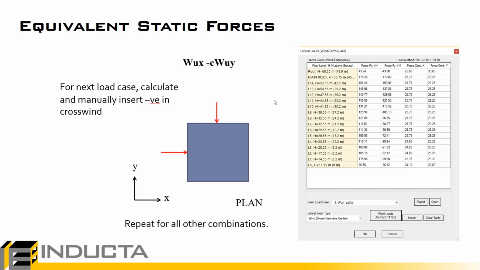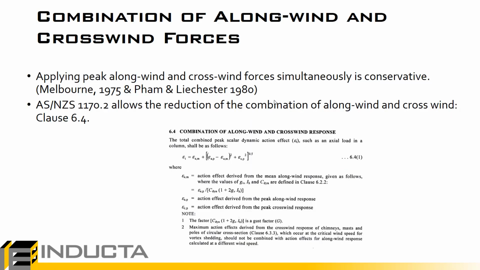Well, that's all dependent on how we combine our along wind and crosswind forces, whether we choose to be conservative or whether we choose to be more realistic. This is covered in the wind code in clause 6.4. The intention of this clause, if you refer to the commentary of the wind code, is that peak along wind and crosswind forces statistically will not occur at the same time. As these papers have shown, it is conservative to apply peak along wind and crosswind forces simultaneously.